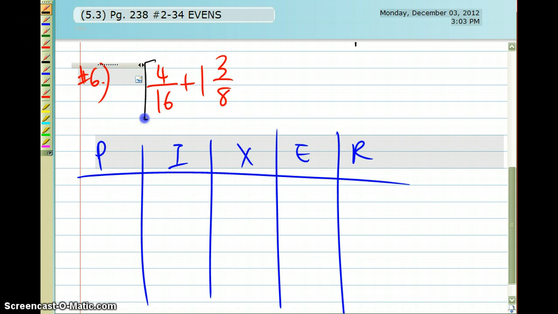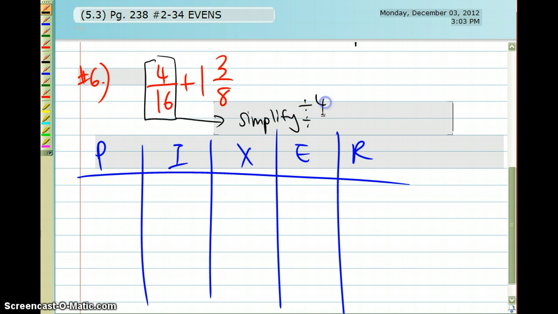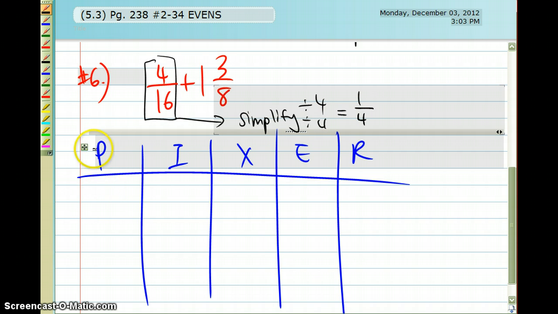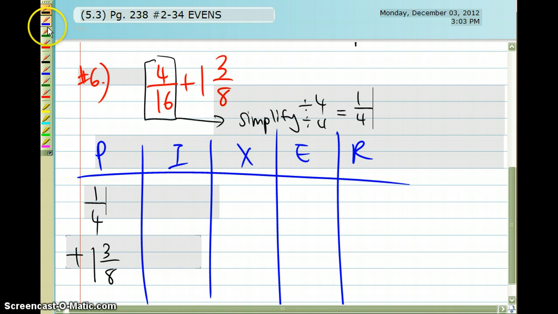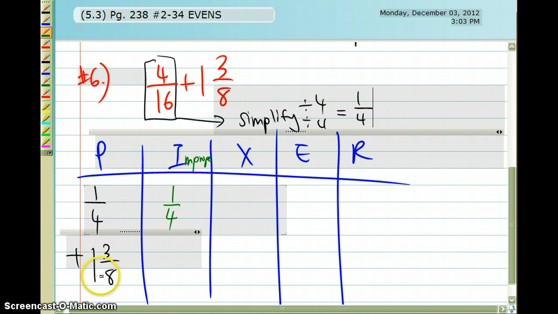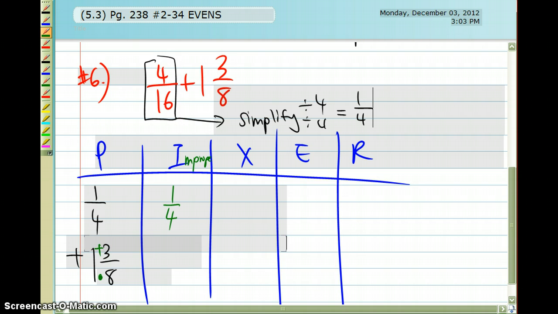So I'm going to simplify this fraction right here. Okay, if I simplify, I can divide both of those numbers by 4, giving me a new fraction of 1/4. So I'm going to, in my P section, write 1/4 plus 1 and 3/8. I can change them to improper. So 1/4 stays 1/4, but 1 and 3/8, I'm going to multiply the 1 and the 8, add the 3, giving me 11, keeping the denominator 8.